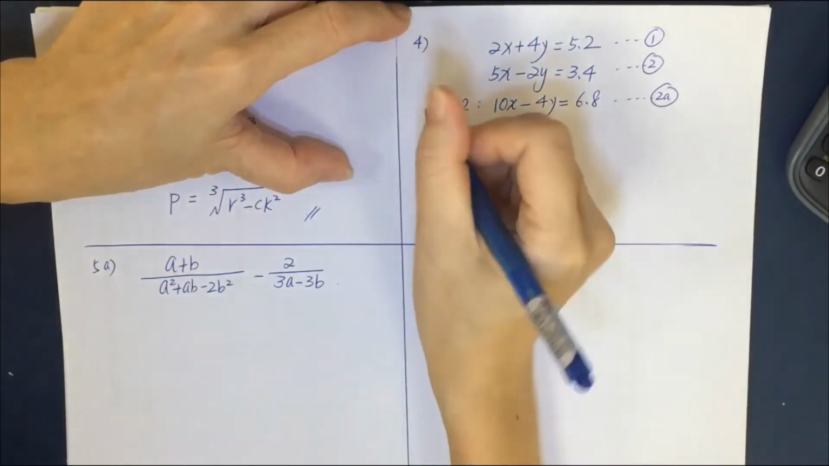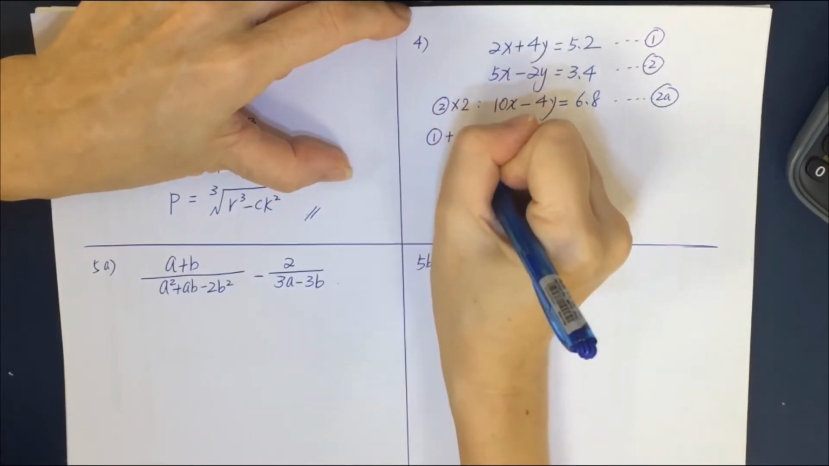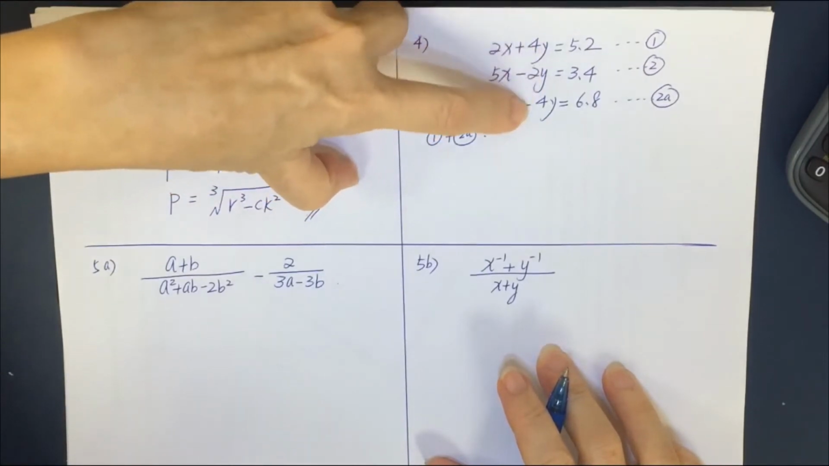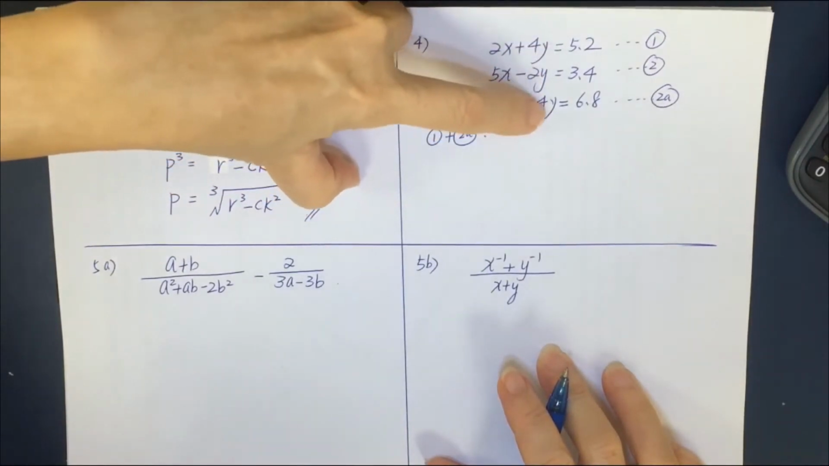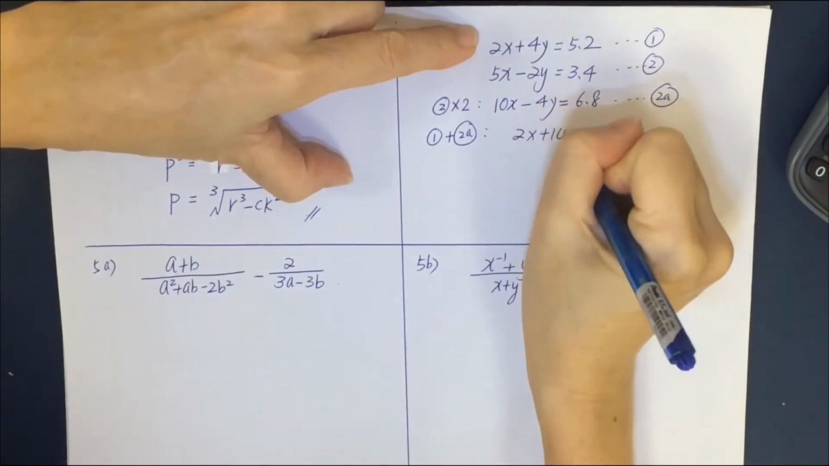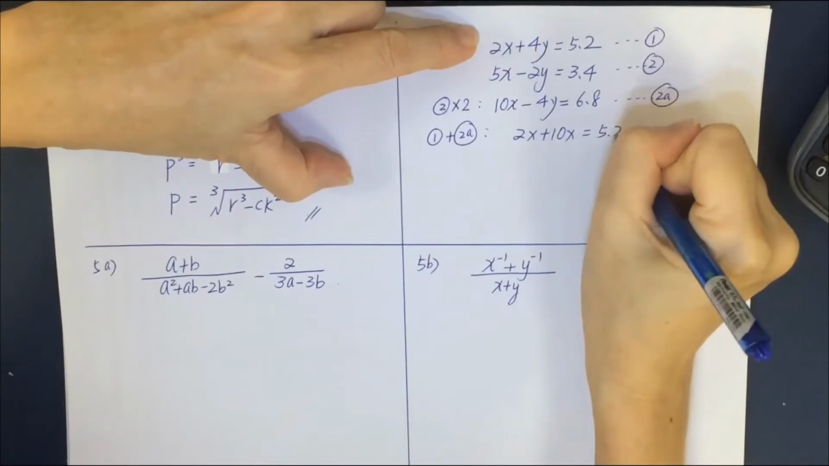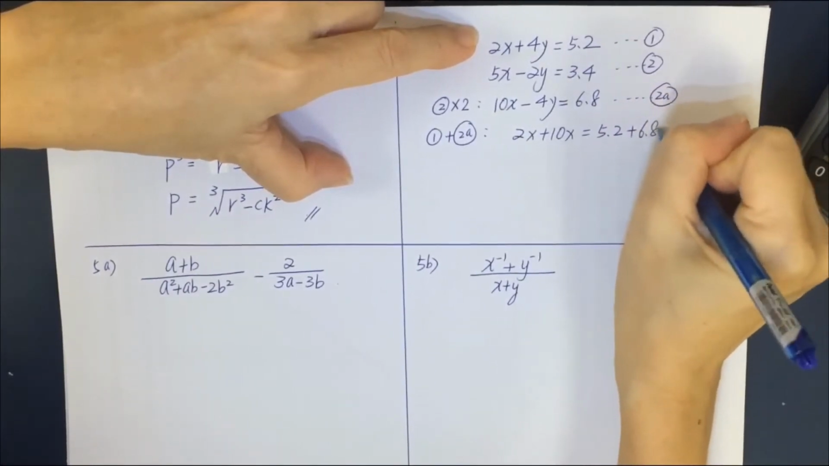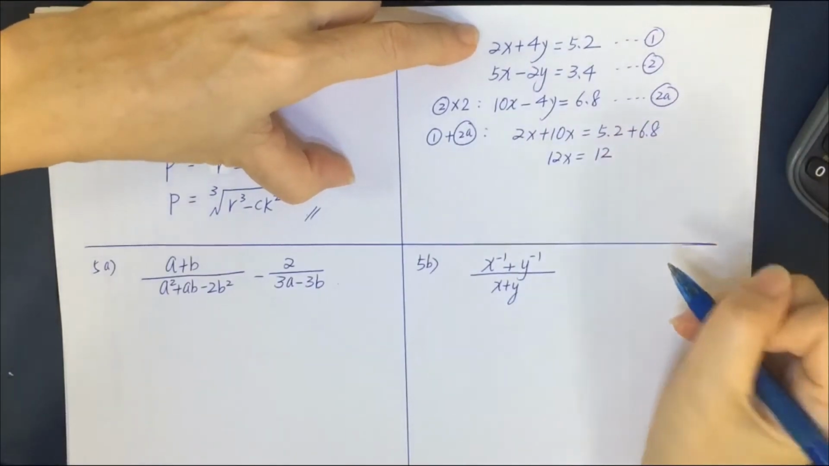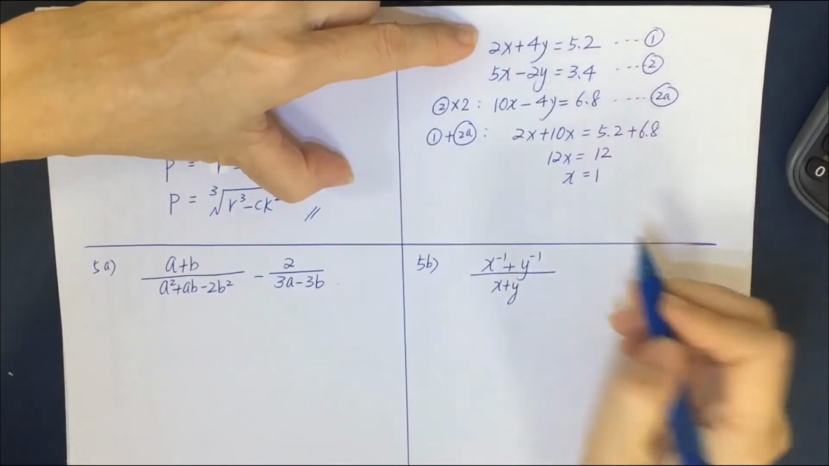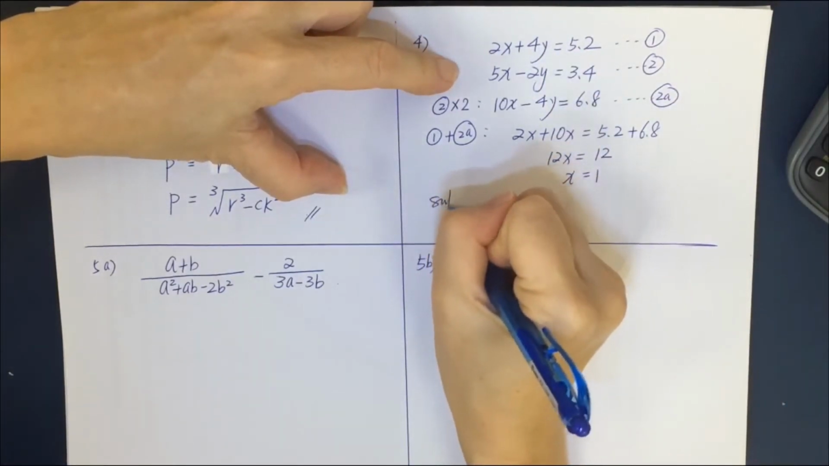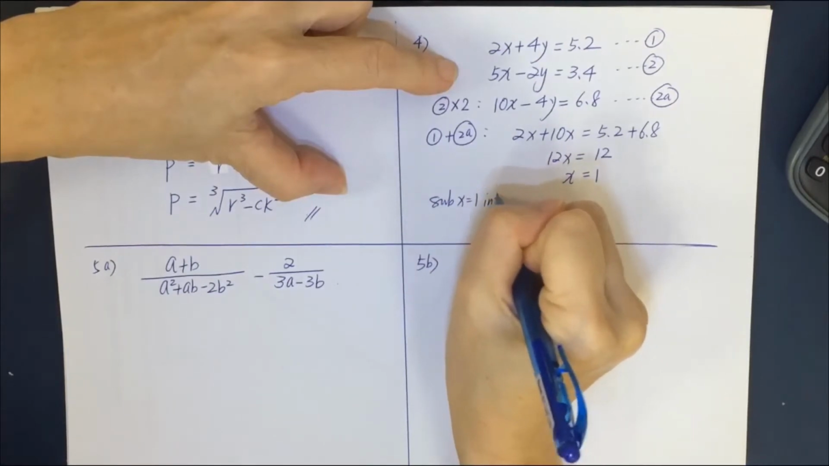Now I can see that if I use equation 1 plus equation 2a, when I add them, I am able to eliminate the 4y minus 4y, which gets me 0. So I have 2x plus 10x equals 5.2 plus 6.8. So I have 12x equals 12. Am I right? 12. So x equals 1. Now that I have x equals 1, I'm going to substitute x equals 1 into equation 1.